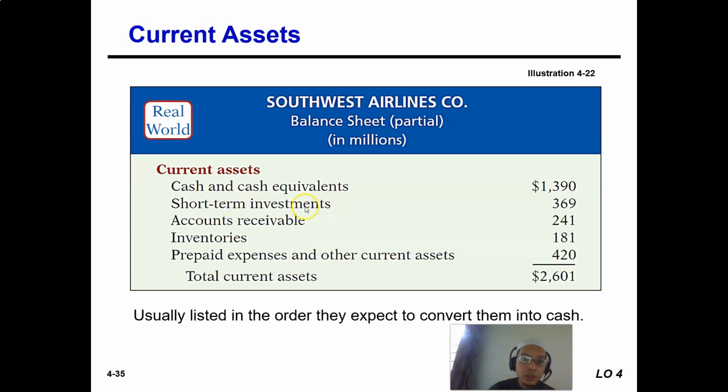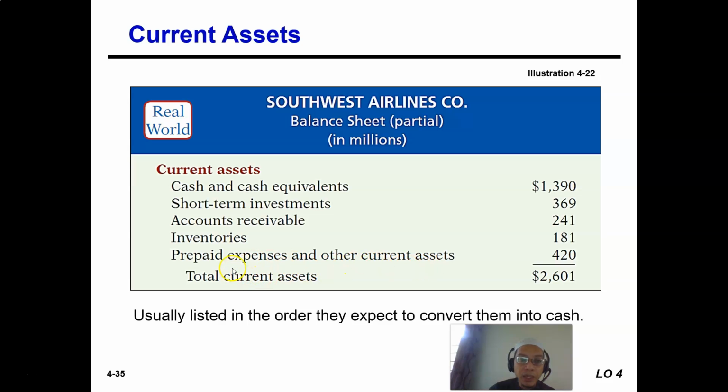Short-term investments are quite easy to turn back into cash. Accounts receivable, you need to chase your customers. Sometimes they don't pay, sometimes they don't have enough cash to pay you. Inventories, you have to do marketing in order to turn them back to cash. And then you have your prepaid expenses and other current assets.